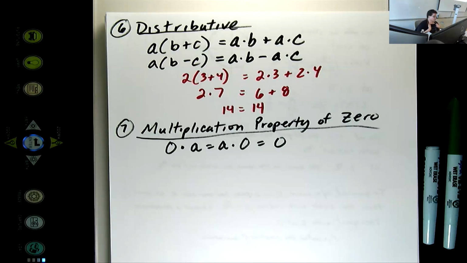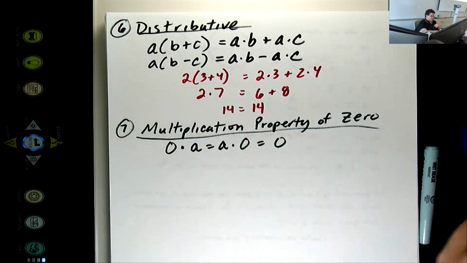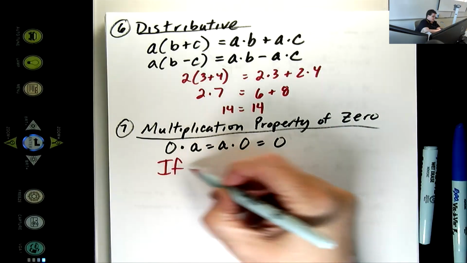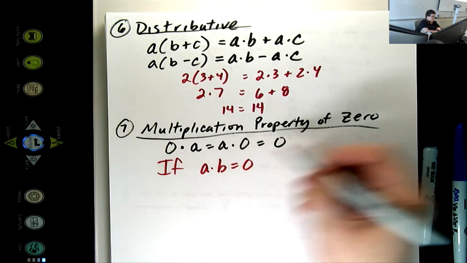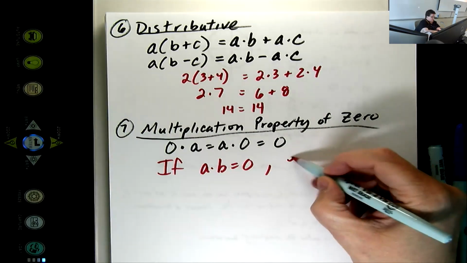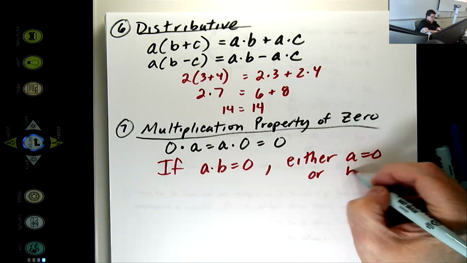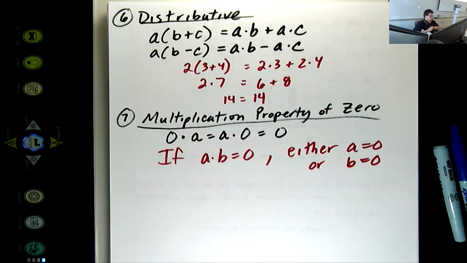The way we're going to use it is if we have A times B equals 0, either A equals 0 or B equals 0. So we take advantage of it. One of them has to equal 0. There are no two other numbers that multiply together that equal 0. At least one. They can both be 0.